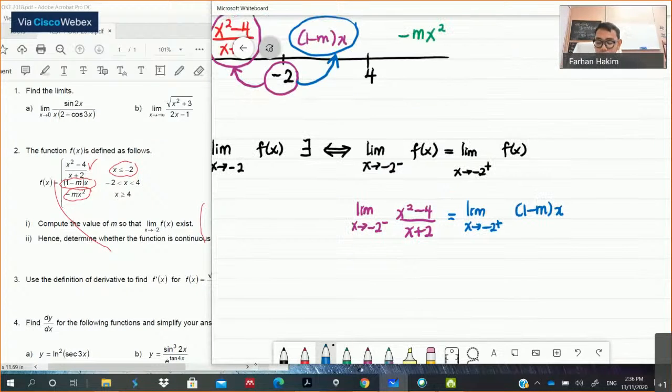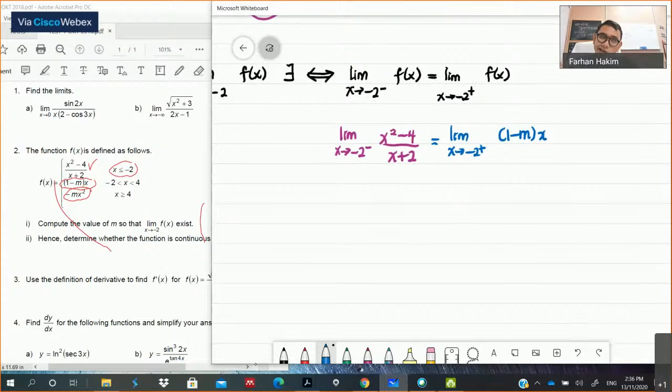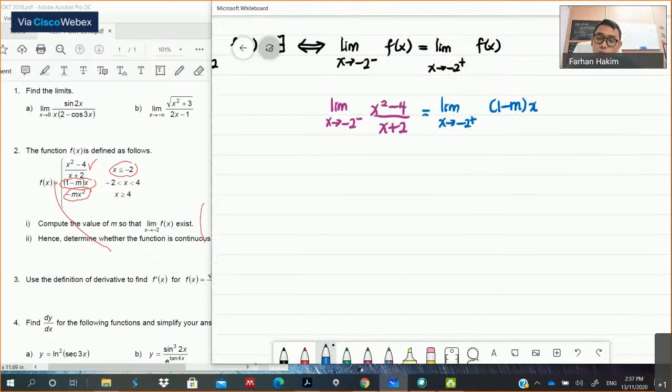Our intention is to substitute the value of x with negative 2 in this case, but for the one at the left side, we cannot substitute negative 2 because it will become a 0 over 0 case. When we have a 0 over 0 case, we have three techniques. The first one is factorization, the second one is conjugate, and the third one is the squeezing theorem. But in this case, we can factorize that x squared minus 4.